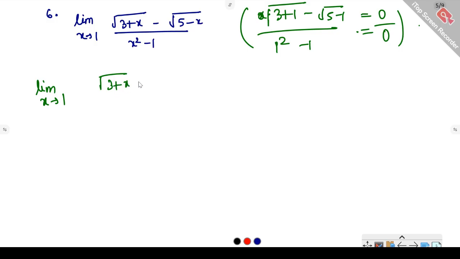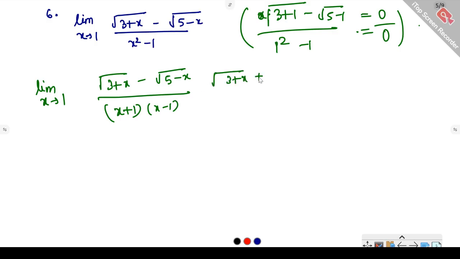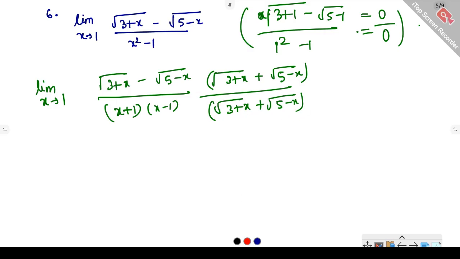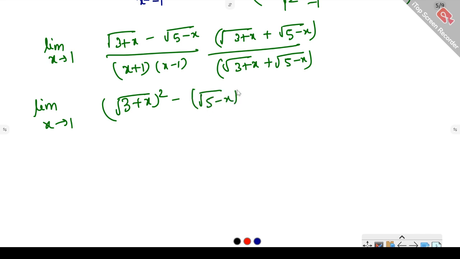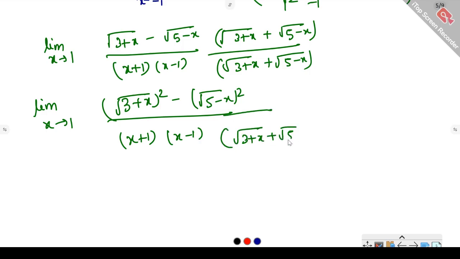So this is 3 plus x minus under root 5 minus x, and this is x plus 1 times x minus 1. Now if we multiply by 3 plus x plus under root 5 minus x, so this is under root 3 plus x plus under root 5 minus x. Now we can write this as limit x tends to 1. This is under root 3 plus x whole square minus under root 5 minus x whole square over x plus 1 times x minus 1, and this is under root 3 plus x plus under root 5 minus x.